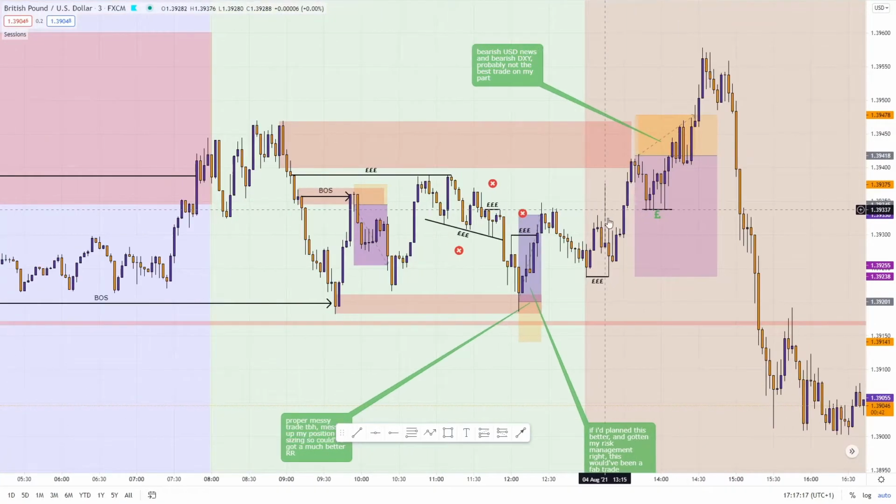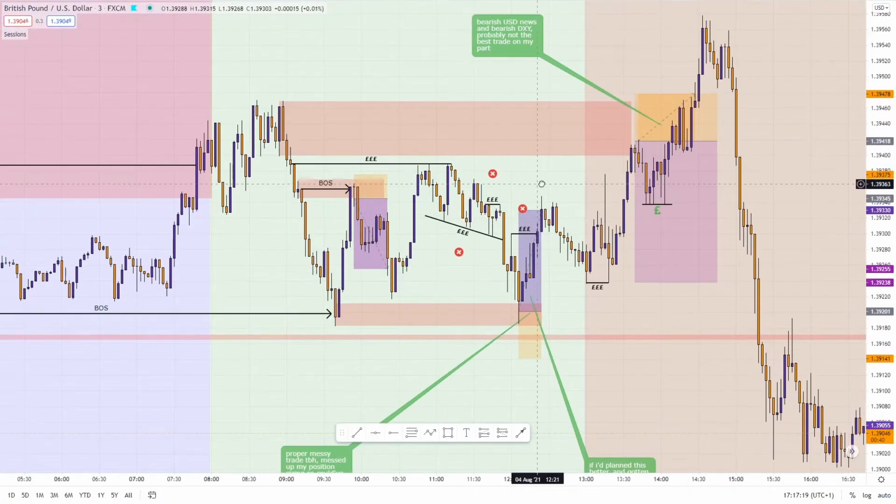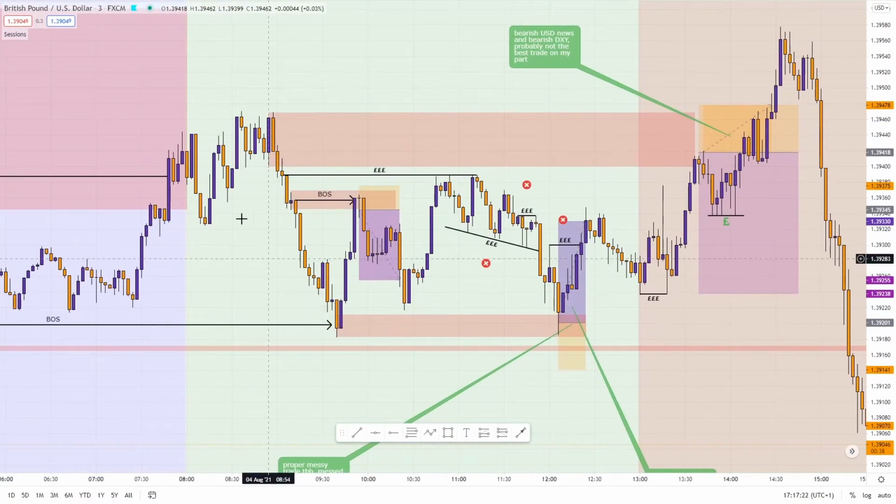Now, what I noticed was, so we came down, we absorbed the liquidity beneath here, and then because of that I was looking potentially to take a bearish trade to the downside.